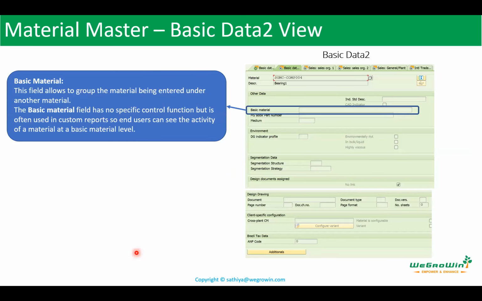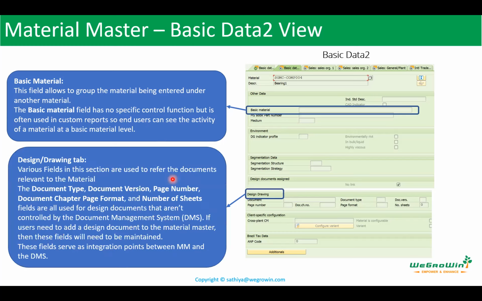That thing we will see. This is basic data 2. In basic data 2, I want to use the basic metal of that particular material. For example, a sandal soap or a gear motor, what is the basic metal, like stainless steel? This does not have any specific control function, but it is used in some custom reports so that users can use this field. This is just for reference purposes.